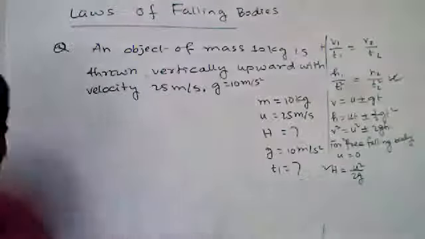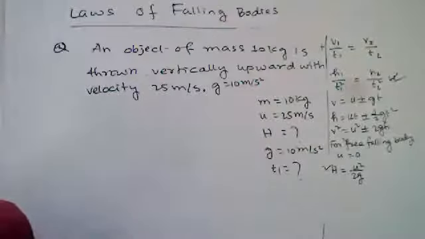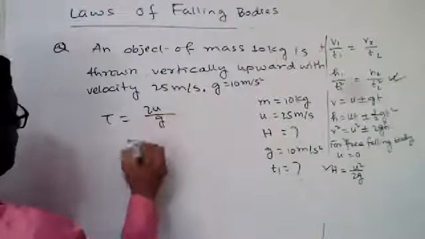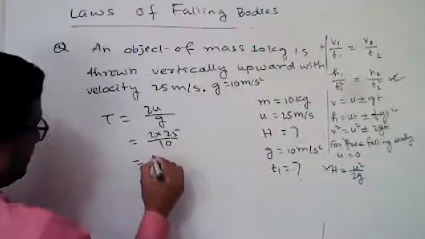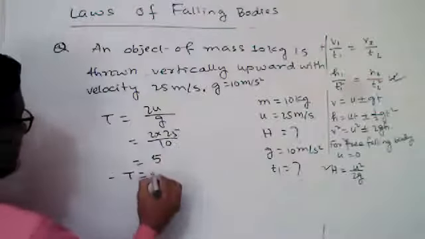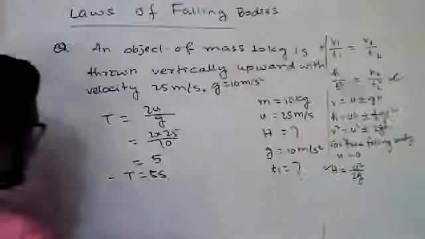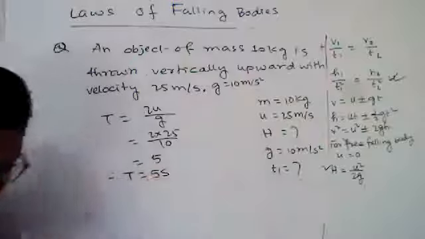What time is needed to reach its mean position? From this, t equals 2u by g, which is 2 into 25 by 10. So it will be 5. So t equals 5 seconds.